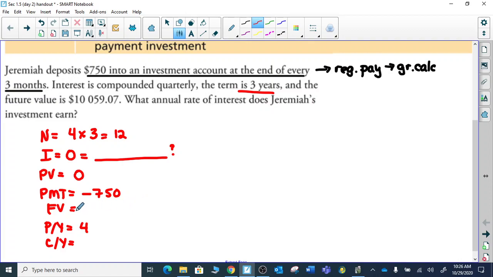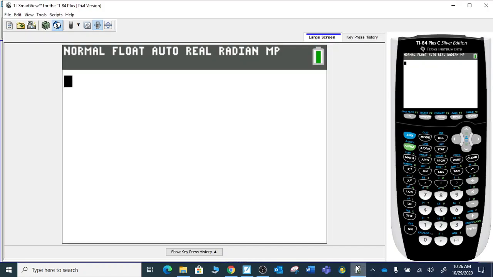This time around, they are telling us what the future value is, and that is the $10,059.07. So the only thing left is the compounding per year, the interest rate. It's compounded quarterly. So again, that is 4 times per year. So I'm going to put my numbers into the graphing calculator, and we'll see what we're going to get for that interest rate. So bringing up my calculator.